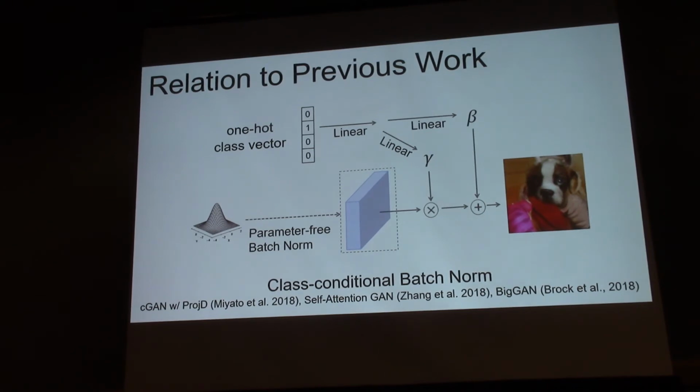It's closely related to many previous works. One of them is class conditional batch normalization, which was actively used in image generation on the ImageNet dataset using GANs, including spectral normalization GAN, self-attention GAN, and also BigGAN. Here, the affine transform parameters are conditioned on the one-hot class vector. But in this case, it's class conditional, so you basically have the same class vector for all pixels of the generated image. So the affine transformation parameters are actually spatially uniform.